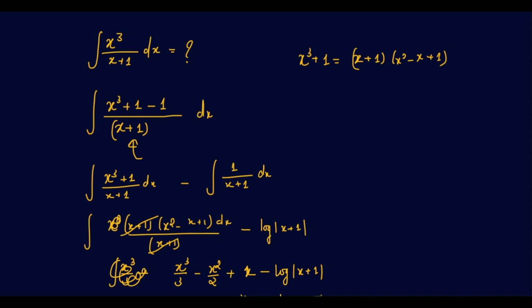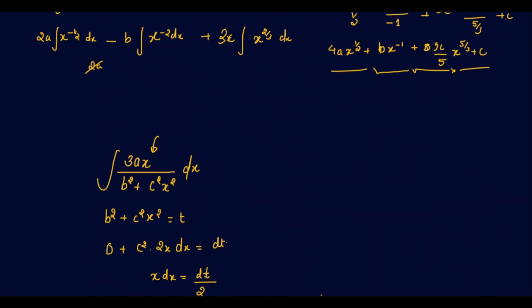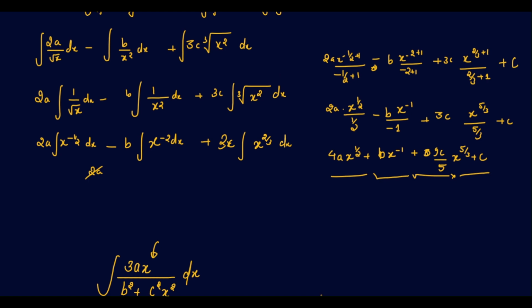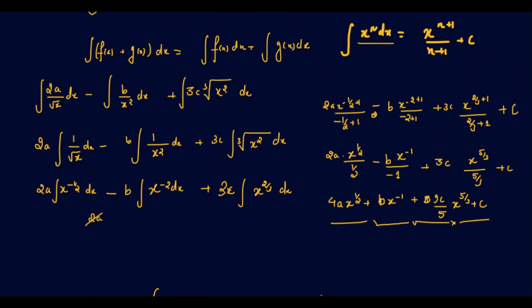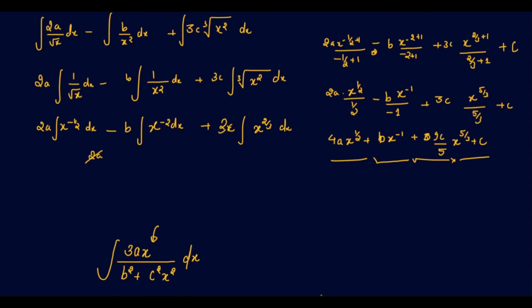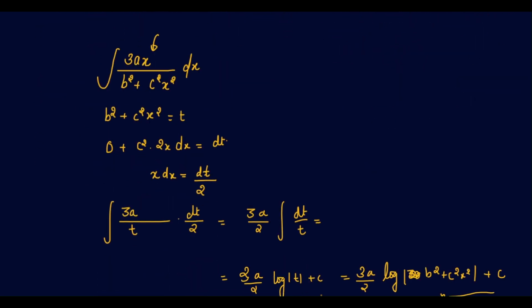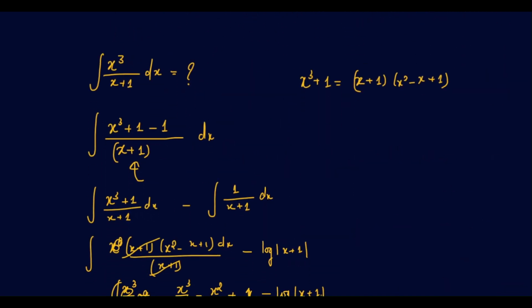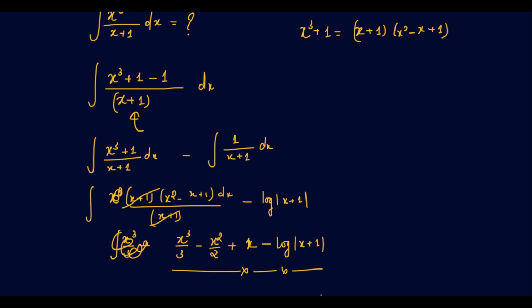So I have solved three questions. The first question, that is this one, where I had taken 4a x to the power 1 by 2 plus b x to the power minus 1, and I had used only one formula, that is x to the power n dx, and all the constant values I had taken outside. In this one I had used the concept of substitution method, and in the last one I had used the concept of algebraic identity. So these three problems where I used three different understandings, if you have understood, then that will be good for you to solve integration problems.